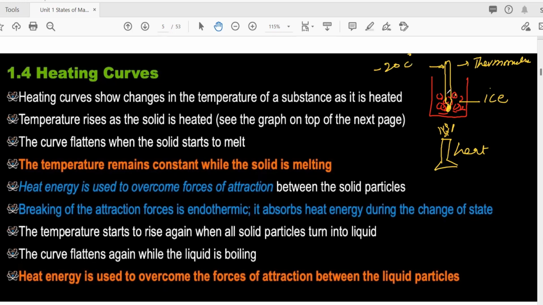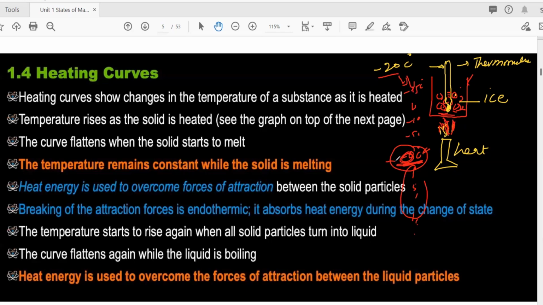When you start heating, what happens? The temperature starts to increase. It becomes minus 15, minus 10, minus 5, and then becomes 0. When the temperature becomes 0, you can see it in the thermometer. You are still heating. According to this heating process, after 0 the temperature should become 5, 10, 20. But now you will feel that the temperature is not increasing, even though you are still heating it. The question comes: if the temperature is not increasing, where is the heat going?